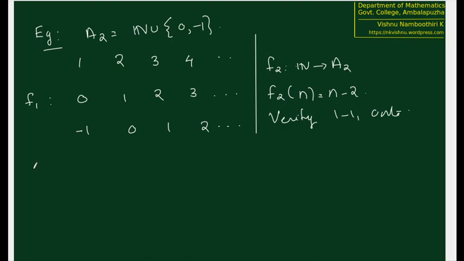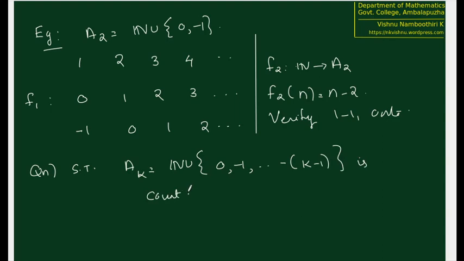So the question is the following. Show that A_k equal to N union {0, -1, etc. up to minus of k minus 1} is countable, where k is a natural number. Okay, as far as finite sets are concerned, this is fine. Finite sets we have done.